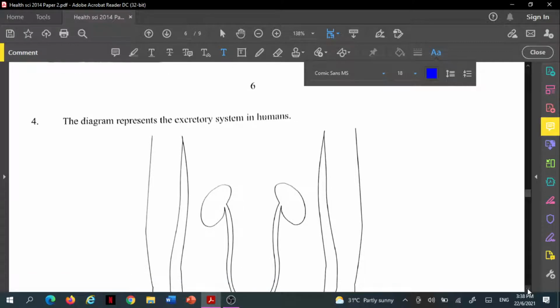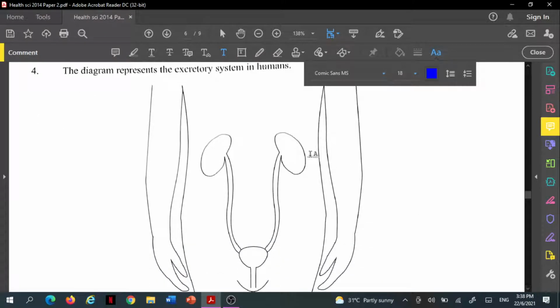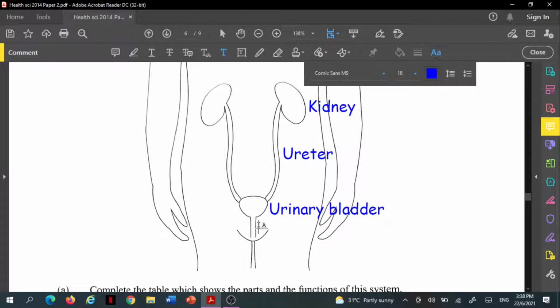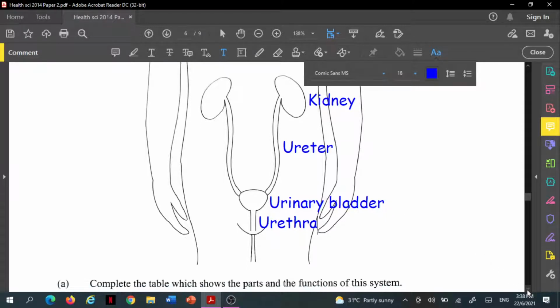All right, so next question on the list, which is question number 4. The diagram represents the excretory system in humans. Let's just go through them real quickly. Here we have the kidney. Let's label this real quick. I know you have seen this a lot of times. This will be the ureter. And we have the urinary bladder right here. And then if we go a little further, you're going to see the urethra. So those are the different parts that make up the urinary system as shown on this diagram.